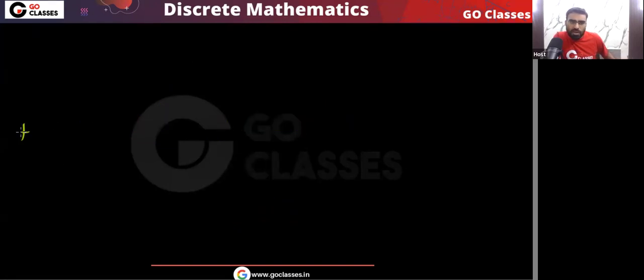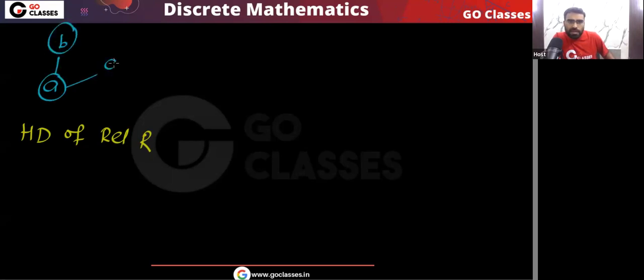Now let me give you a hash diagram of relation R. Consider this hash diagram: A related to B, A related to C, and C related to D.